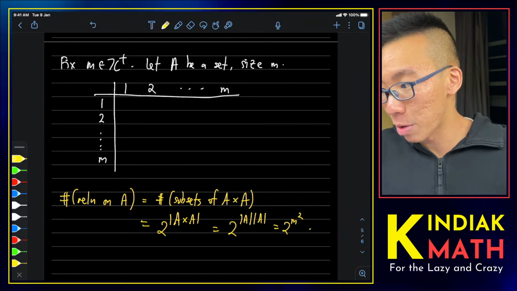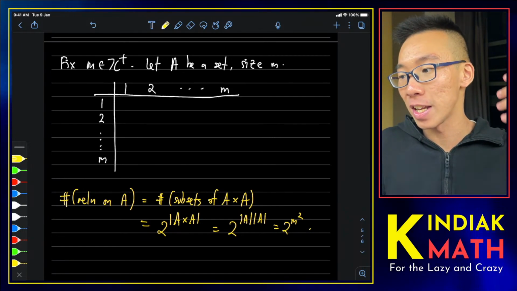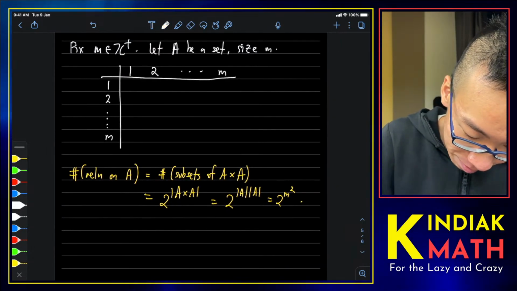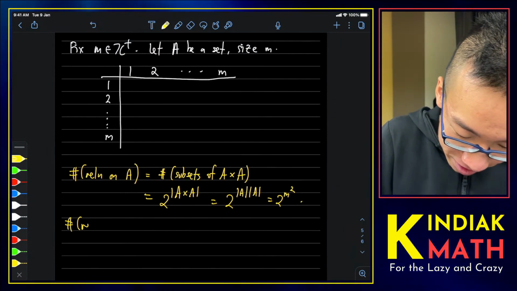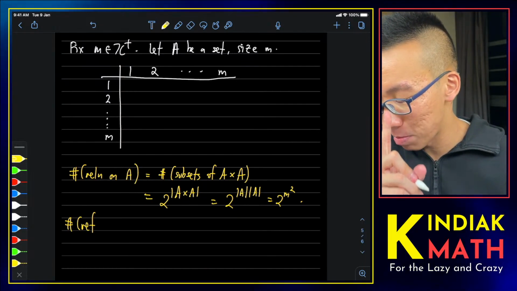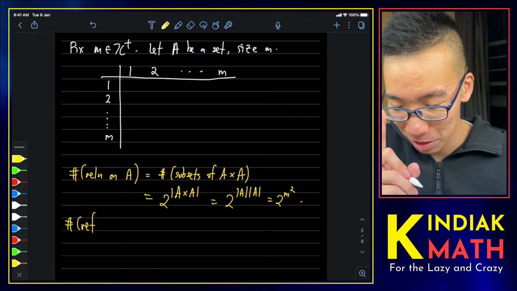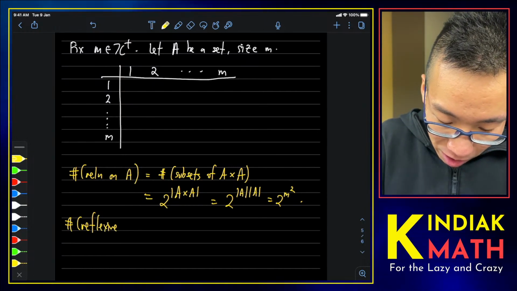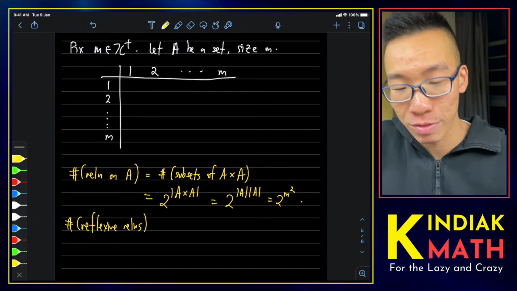Naturally, we're going to ask the question: how many reflexive, symmetric, and anti-symmetric relations do we have here? So, number of reflexive. I noticed there are many people who asked me this question in the past few days because people are a little bit confused with what's going on. Okay, so what's a reflexive relation?